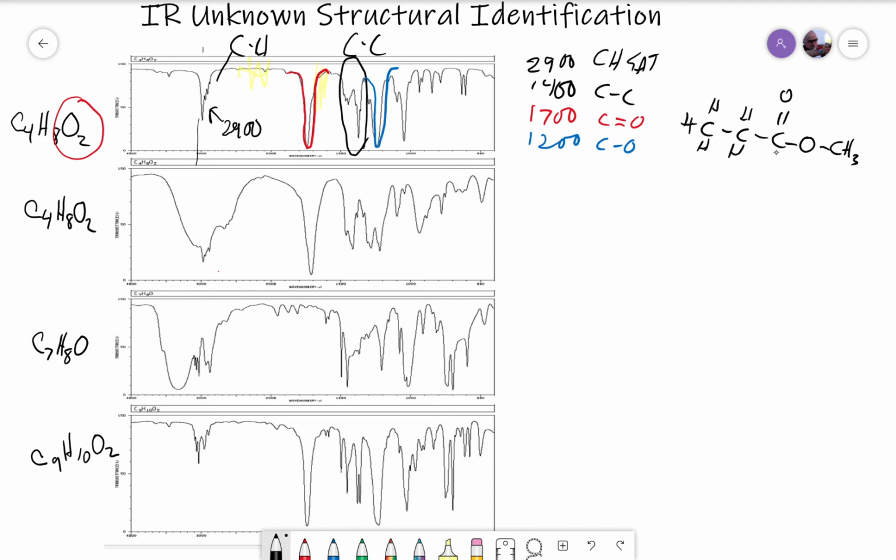So if I draw a Lewis structure, I can come up with this structure, which is an ester, incorporating both the ether and the carbonyl. As I told you before, sometimes if you have an ester, you can see a peak at 3500, which suggests an ester is in that molecule.